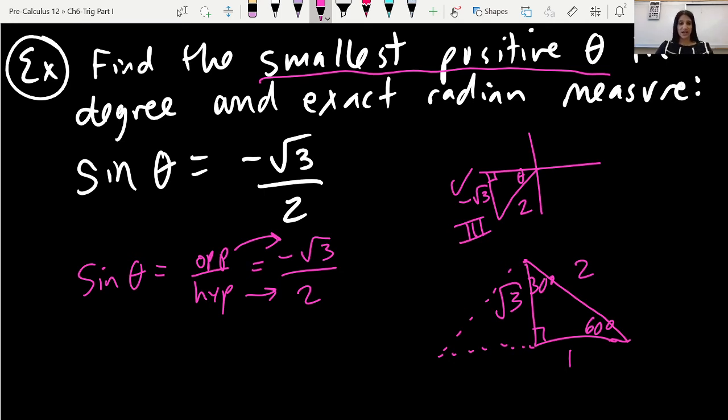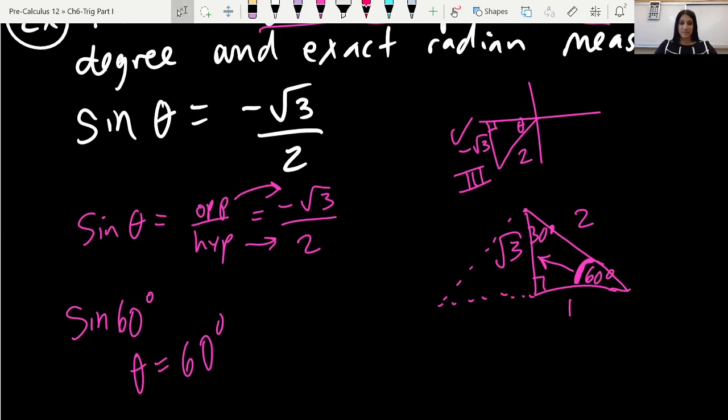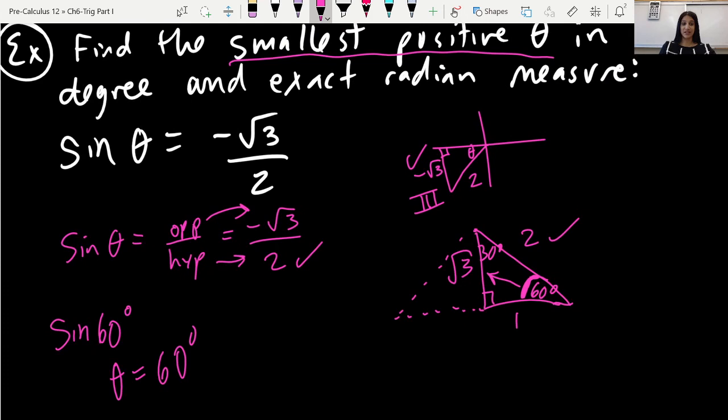Now that we know this, I look at this and I'm thinking backwards. Which angle, 30 or 60 degrees, has root 3 as its opposite? And we can see that if we look at the 60 degrees down here, root 3 is opposite to that. So it must be the sine of 60 degrees. I could say theta equals 60 degrees. And 2 obviously is the hypotenuse, which we can see right here. So the answer after going through that would be 60 degrees.